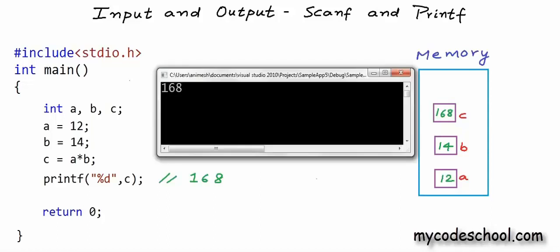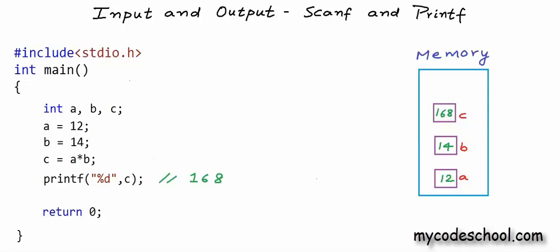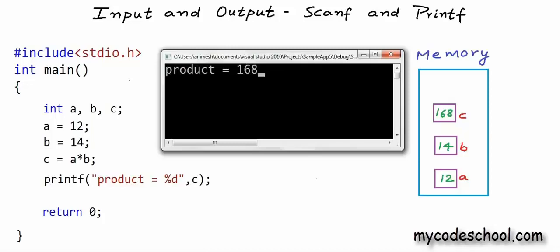this is what I'm getting. Now in my printf here, if I pass something like "product equal %d" as the first argument, and once again for the %d I'm passing c as the second argument, then the output of this particular printf would be product equal 168. Only the %d has been replaced with the value in c, and everything else is the same. Everything else in the string constant is printed as it is.